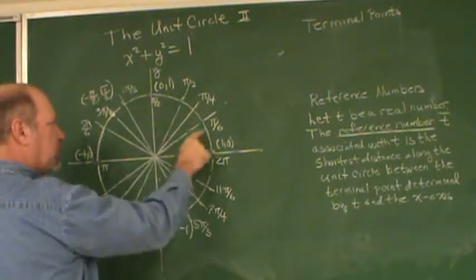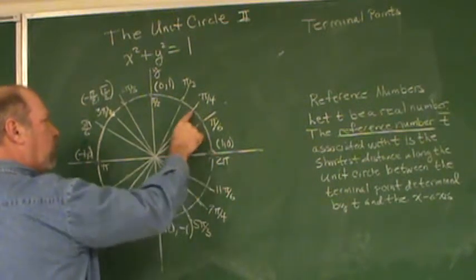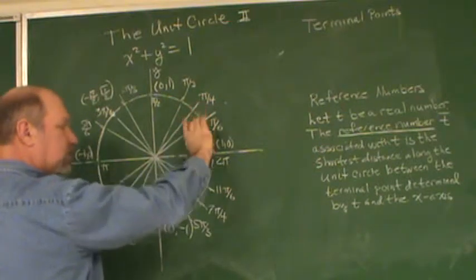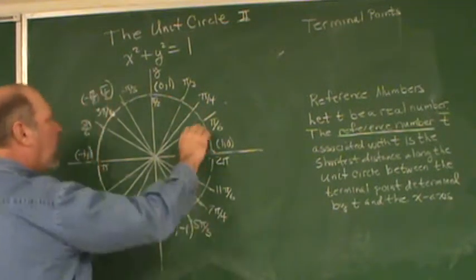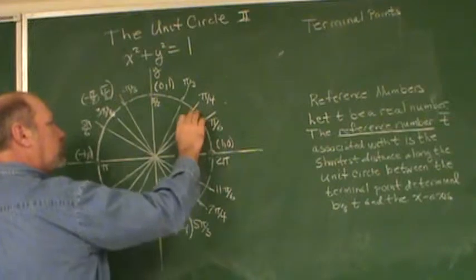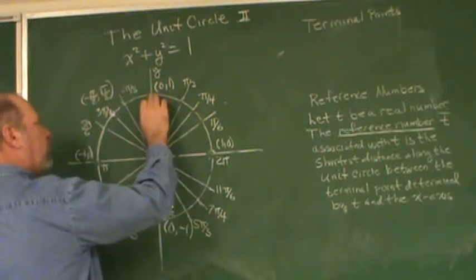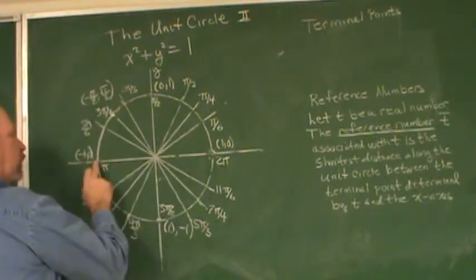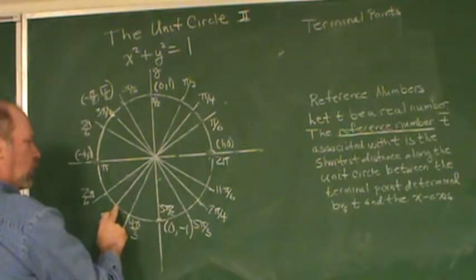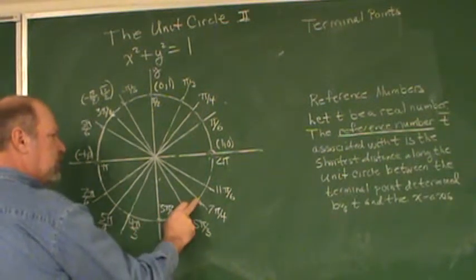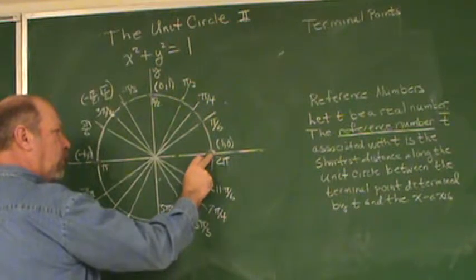Then I go around in half of that. Half of pi over 2 is pi over 4. So I'm going to go around in pi over 4. And if you look at it, that's really 45 degrees. Pi over 4, 2 pi over 4, 3 pi over 4, 4 pi over 4, 5 pi over 4, 6 pi over 4, 7 pi over 4, 8 pi over 4.